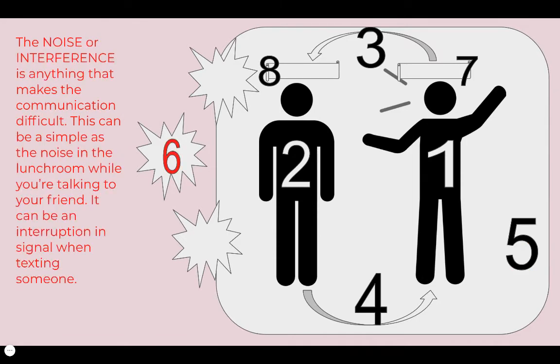Number 6 is noise or interference, and that's anything that can cause a disturbance between the speaker and the listener. Sometimes it's as simple as somebody talking around you. Sometimes that's as complicated as your signal being interrupted on your cell phone while you're talking on the phone or text messaging.